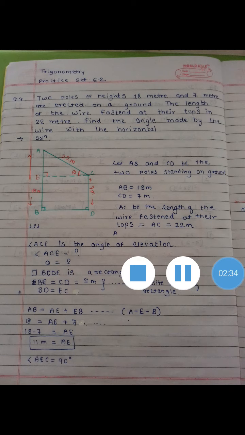So now if you observe, when we fasten the wire from the top of the two poles, at that time it makes the angle C, and that angle C is nothing but the angle of elevation. So that angle formed, ACE, is the angle of elevation. If you read the question, they are saying find the angle made by the wire with the horizontal. It means what?